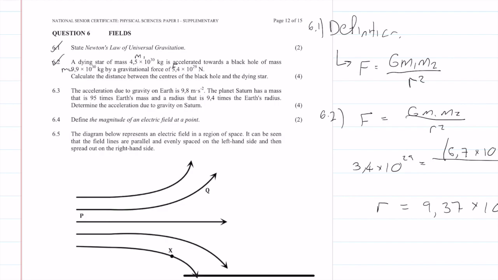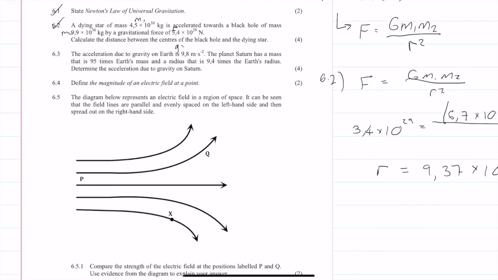The acceleration due to gravity on Earth, g, is equal to 9.8. The planet Saturn has a mass that is 95 times Earth's mass and a radius that is 9.4 times the Earth's radius. Determine the acceleration due to gravity on Saturn. So basically in this question we haven't been told what the mass or the radius of Saturn is, but we've been told what it is in comparison to Earth. So what we first need to do is get the gravitation.